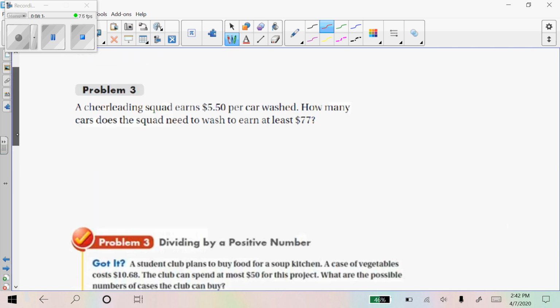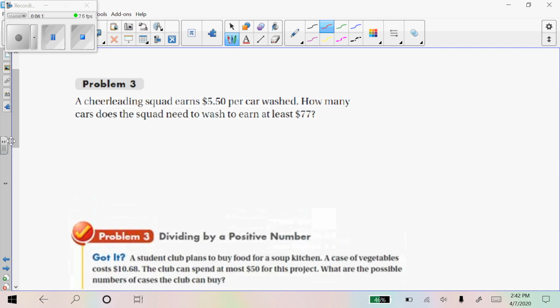So on this problem, we're going to create an equation to represent the problem. Then we're going to solve the equation. It says the cheerleader squad earns $5.50 per car washed. Well, that's just 5.50 times however many cars. Let's use a C for cars. And then it says, how many does a squad need to wash to earn at least $77? At least means greater than or equal to $77.